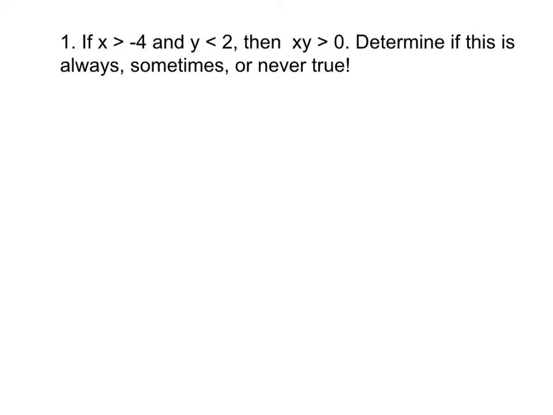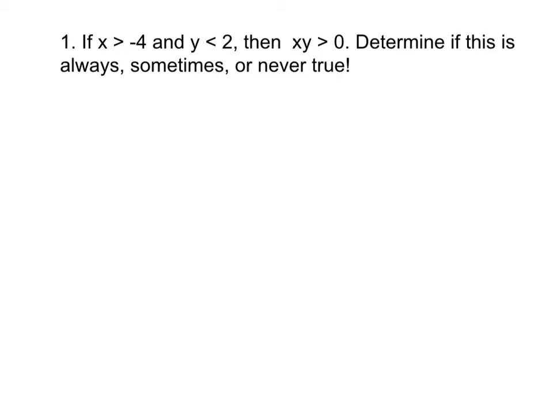Unit 2, Formative 1, Day 5, Application. Today we're going to be talking about all the application problems that are on the test, so make sure you take good notes. If x is greater than -4 and y is less than 2, then xy is greater than 0. Determine if this is always, sometimes, or never true.